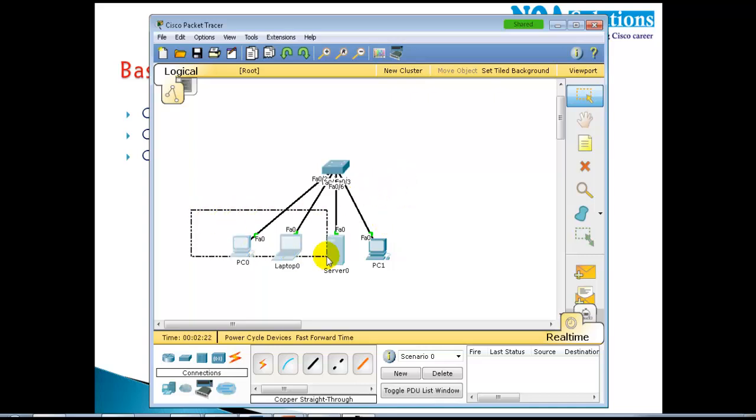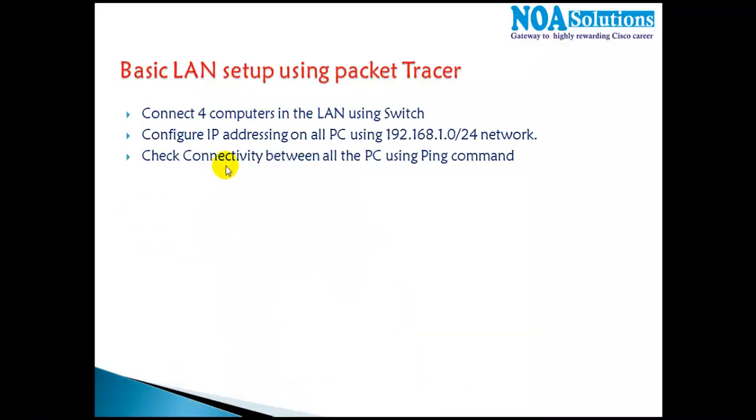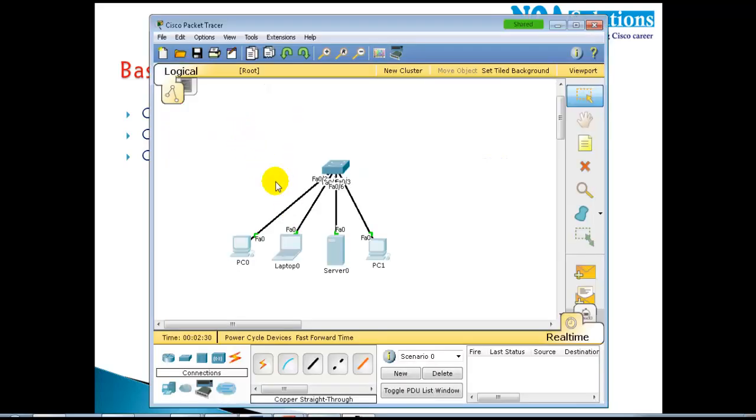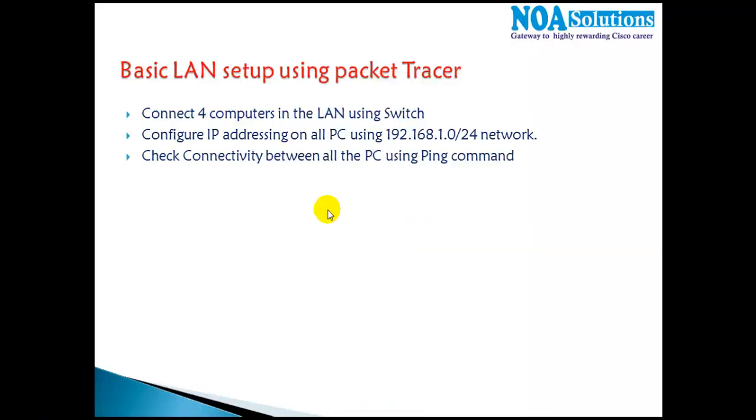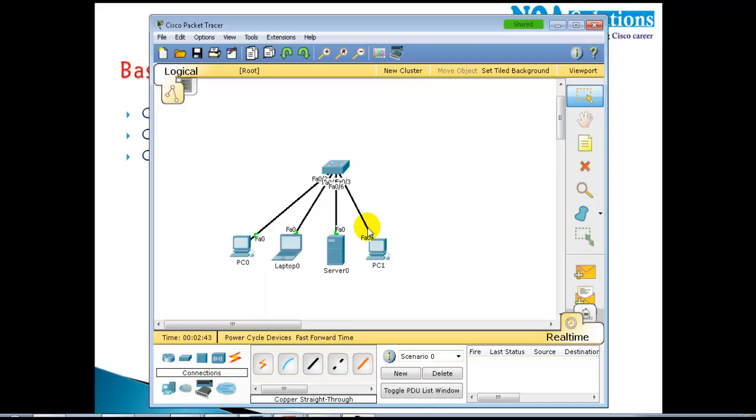Now the next thing is how to assign the IP addresses. So this is what we discussed: we are going to connect 4 computers in the LAN by using a centralized device called a switch, and we are going to assume that this switch has all the ports and they are all connected in the LAN. Now the next thing, we need to assign IP addressing on all the PCs by using the 192.168.1.0 network, with 1.1 here, 2 here, 3 here, 4 here.